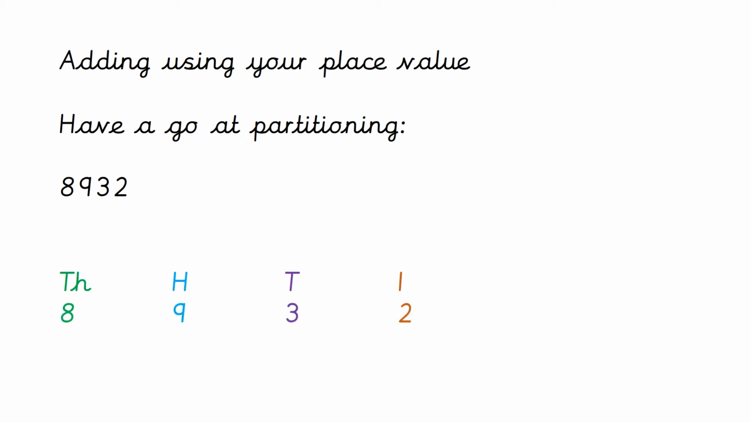So this time I've got 8 thousands, 9 hundreds, 3 tens and 2 ones. So if I wanted to put that into my number sentence, I would have 8,000 plus 900 plus 30 plus 2, which equals 8,932.